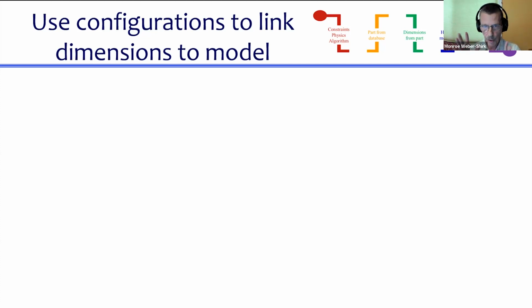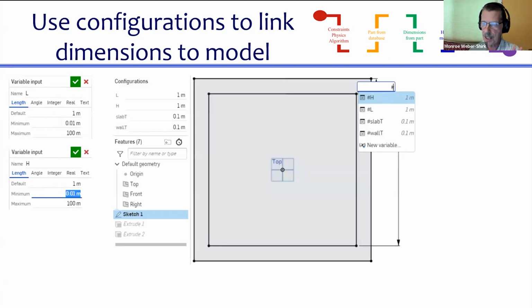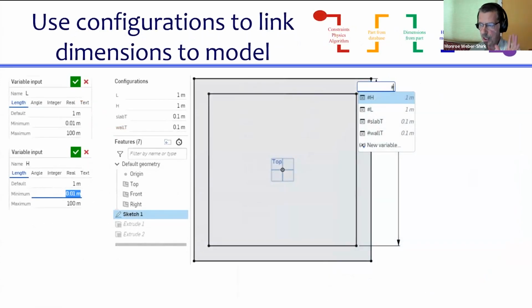We can make this one step better, and we can use configurations in Onshape. So we can create these variables, length and height, give them defaults and minimums and maximums. And we can use those variables now to drive the sketch and also the extrudes. And that's beautiful.